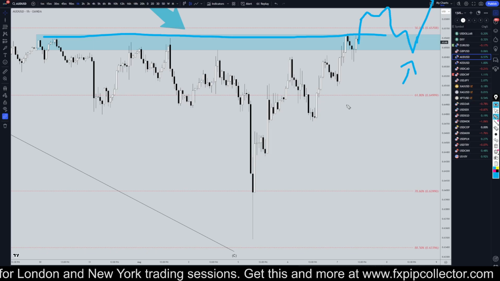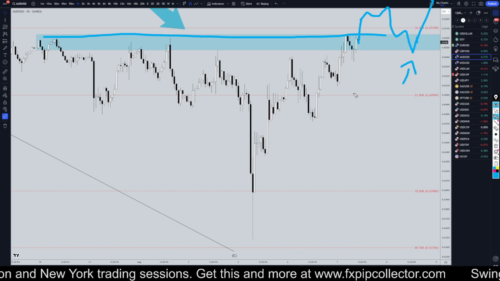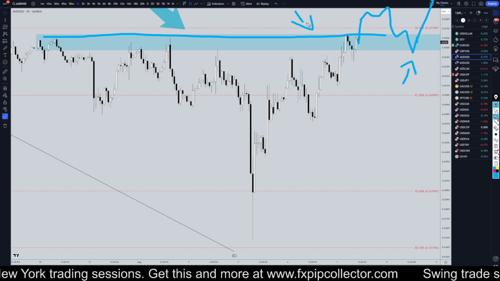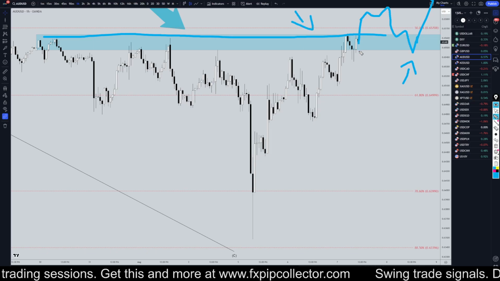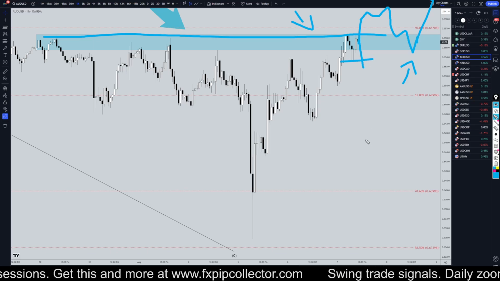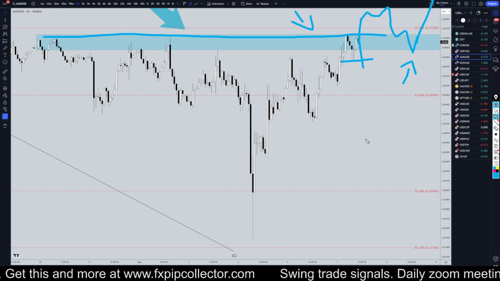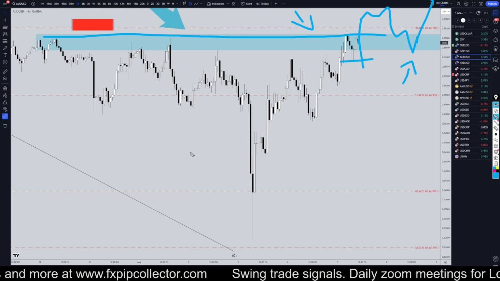So as usual, I'm just following along, taking it one step at a time. If it breaks structure, I'll definitely turn into a buyer at pullbacks. If it doesn't break and it rejects structure, then I will continue to look for shorts just like I've been doing for the past several weeks.